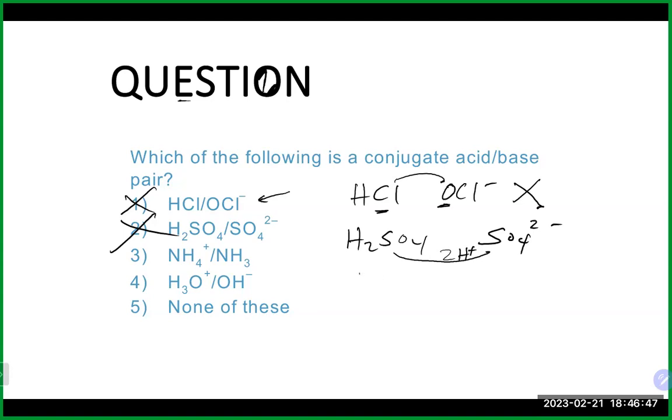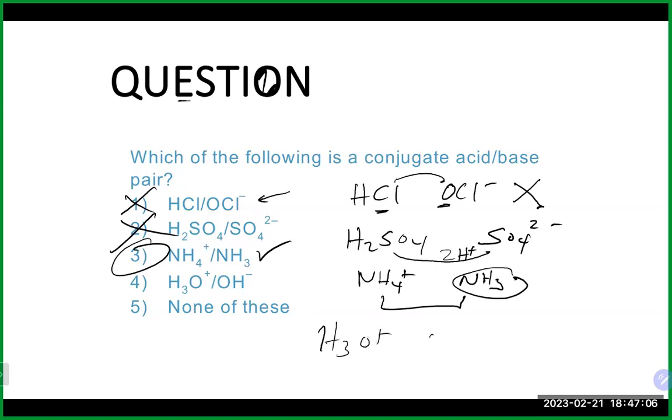How about NH4 plus and NH3? Again, you could figure it out whichever way you want to do it. You could either put an H plus on that and you get NH4 plus, or take an H plus off the one on the left and you get that one. So that is a winner, that one there.